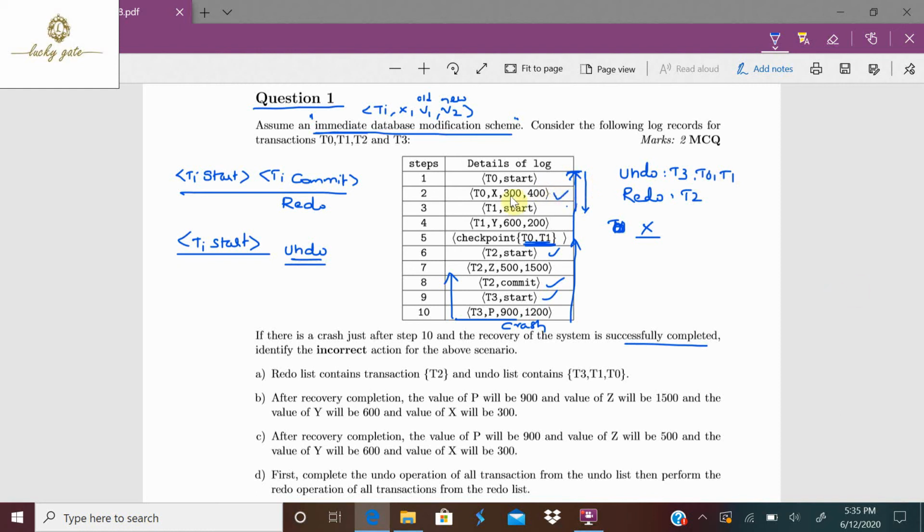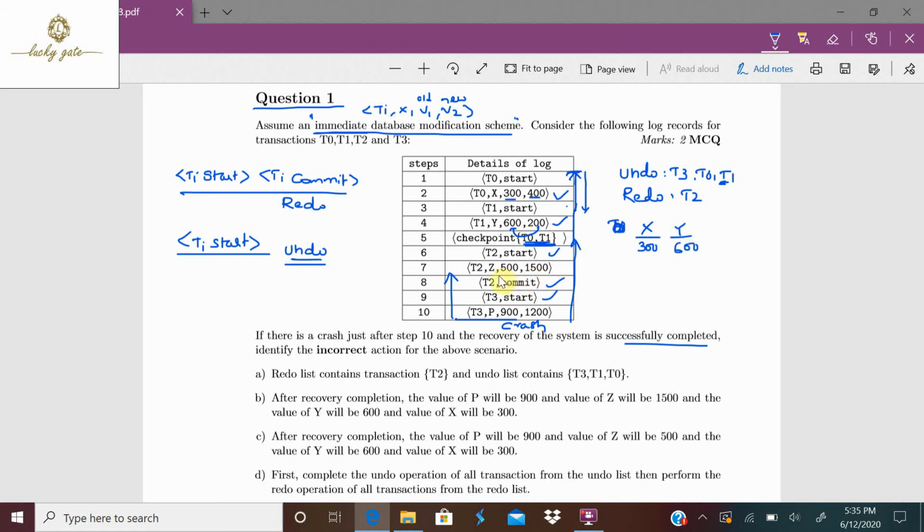Now look at this log. T0 is in the undo list. T0 changed the value of x from 300 to 400. Undoing makes the value of x go back to 300 after the recovery. Now look at T1, y, 600, 200. T1 is also in the undo list, so this 200 should be changed back to 600 for y. The value of y after recovery is 600.